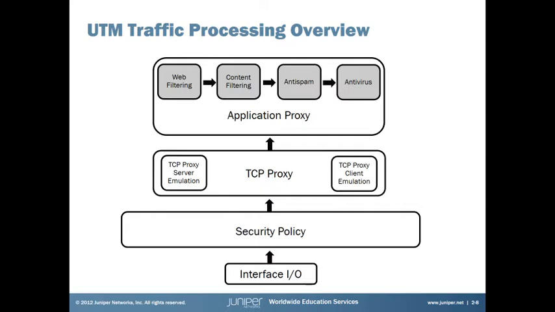As I said, this is not stuff that gateways and routers usually get involved in. So we want this to happen. We've got to sort of emulate what an end device might do. Open up the TCP proxy, open up the application proxy, and then we can look at our web filtering, content filtering, anti-spam, and antivirus. All happens up there because we're now dealing in the application layer.